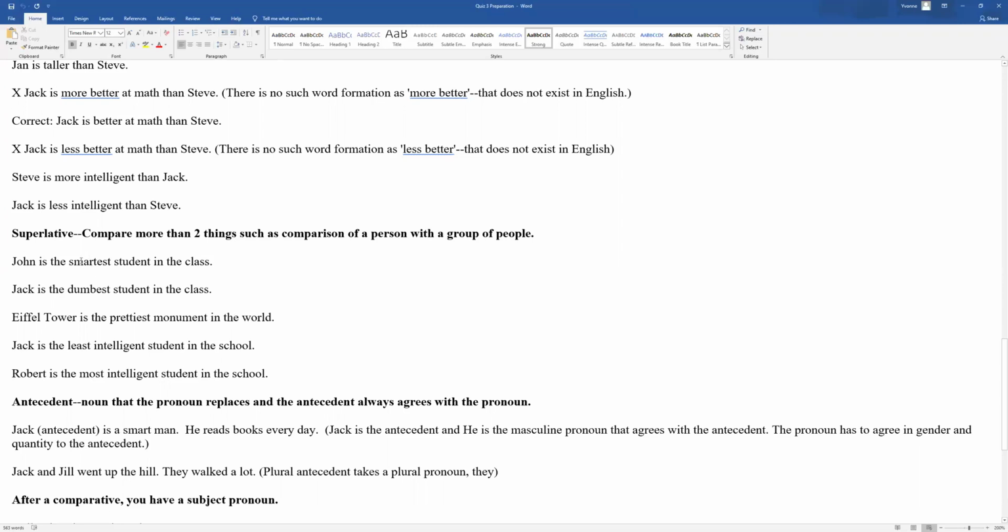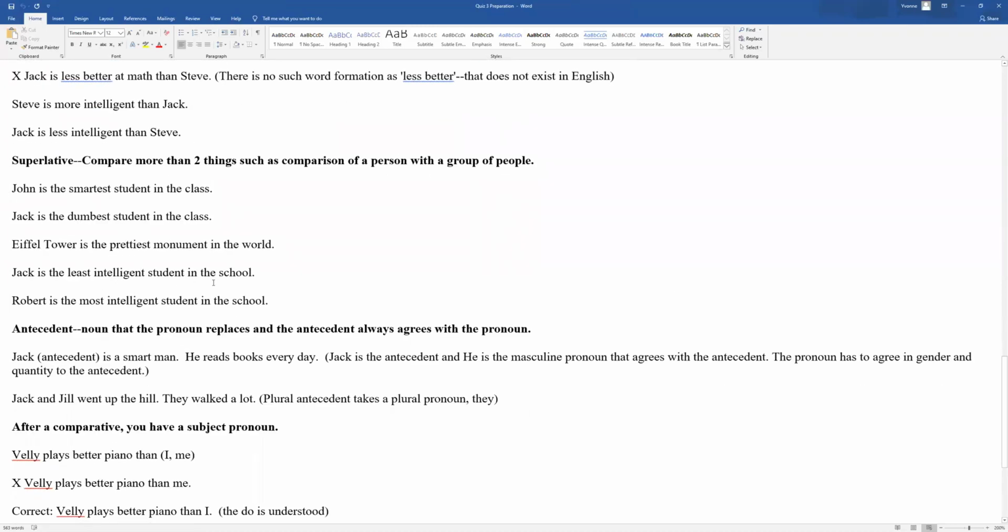So when you just have 1 or 2 syllables, we use EST for the superlative. But if the word has 3 or more syllables, then we say least or most. Okay, so Jack is the least intelligent student in the school. Robert is the most intelligent student in the school. So once again, we're comparing that person to an entire group of people or to the whole world. You could say Jack is the most intelligent student in the whole world, okay?